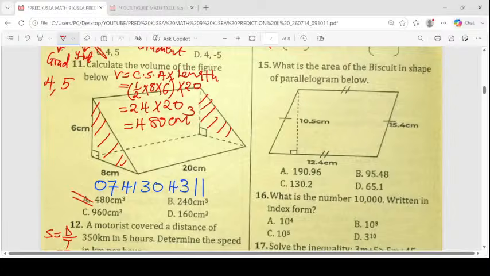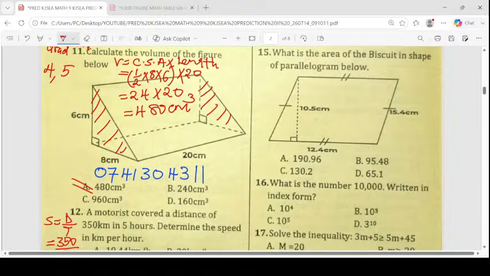What is the area of the biscuit in the shape of a parallelogram? You can see here we have a parallelogram, and now they want the area. How do we get the area of a parallelogram? Area of a parallelogram is given by base length multiplied by the height.